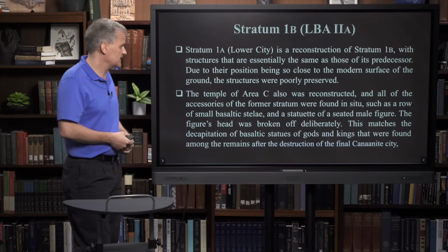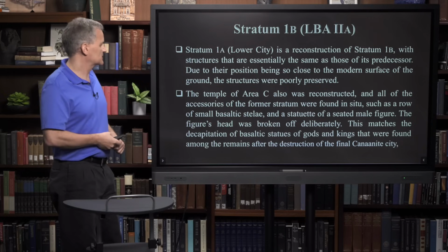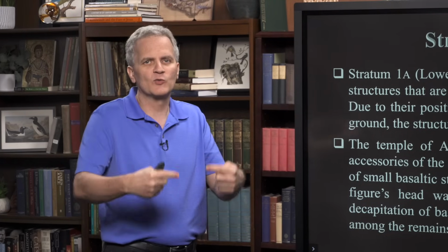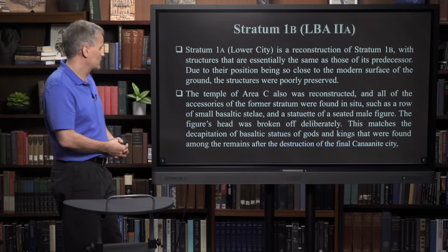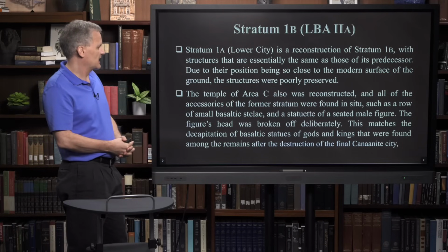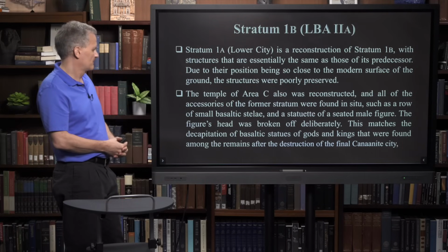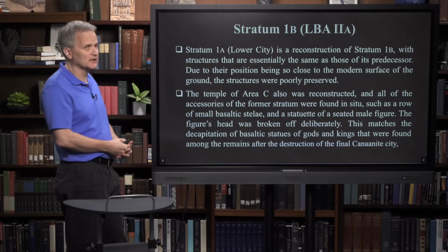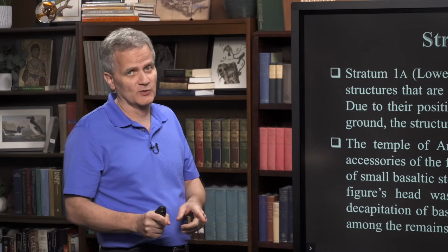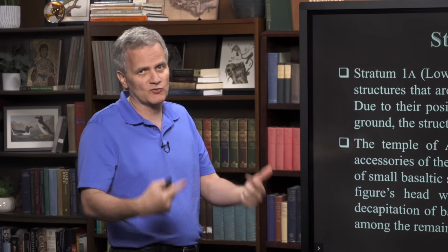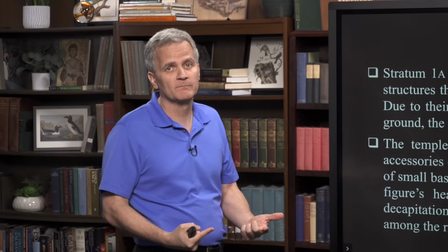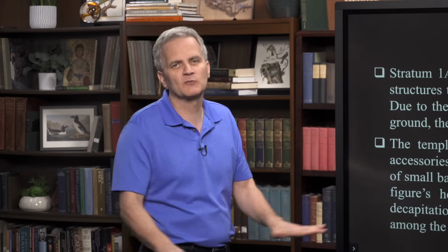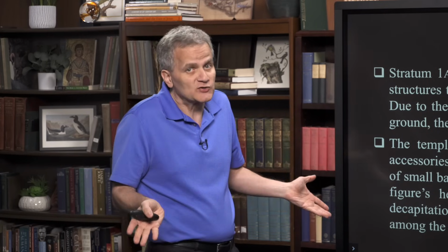The temple of Area C also was reconstructed, and all of the accessories of the former stratum were found in situ, which means in their original setting as left by the ancient people, such as a row of small basaltic stelae and a statuette of a seated male figure. The figure's head was broken off deliberately, and of course that suggests to us that it was an intentional desecration, which the average ancient person didn't do. You can mess with people all you want, but you don't mess with their gods. That's too dangerous.